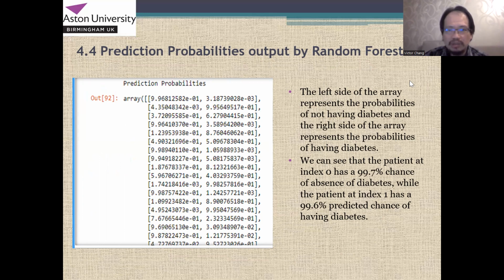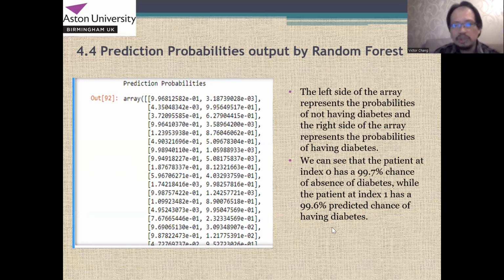And the right side of the array represents the probabilities of having diabetes. As you can see, they will make a comparison for this, and it will allow us to see any differences. Then we can see that the patient at index 0 has a 99.7% chance of absence of diabetes. So the one with 0 means that they are very unlikely to have diabetes.